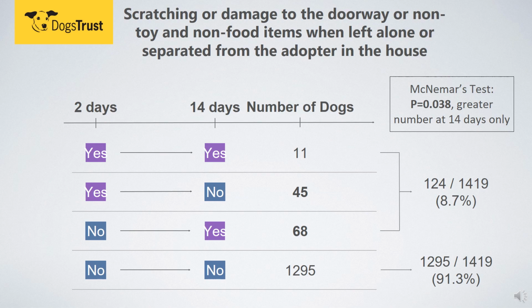A similar trend was apparent for the separation-related behaviour, scratching or damage to the doorway or non-toy or non-food items when left alone or separated from the adopter in the house. 91% of the dogs were not reported to show this behaviour at either time point, and 9% of the dogs were reported to show this behaviour within the first 14 days of adoption. And again we can see that there is a greater number of dogs that showed this behaviour at 14 days where it had not been reported at 2 days, compared to the number of dogs that just showed this behaviour at 2 days.